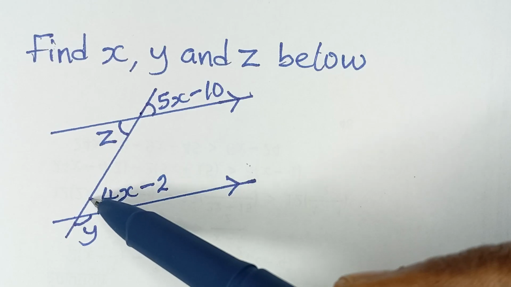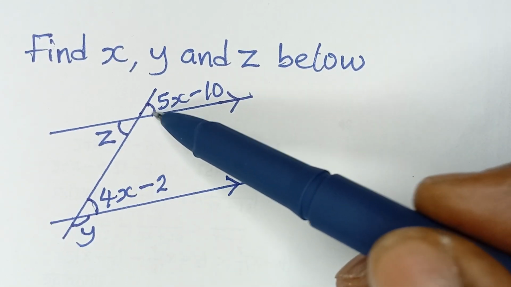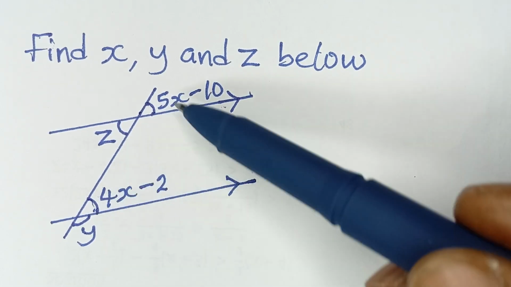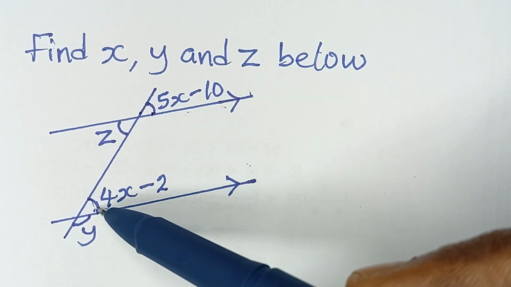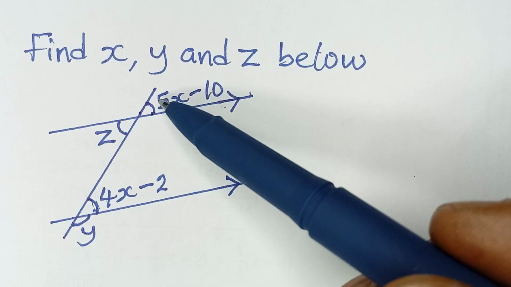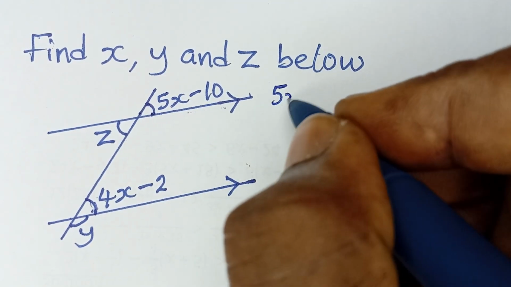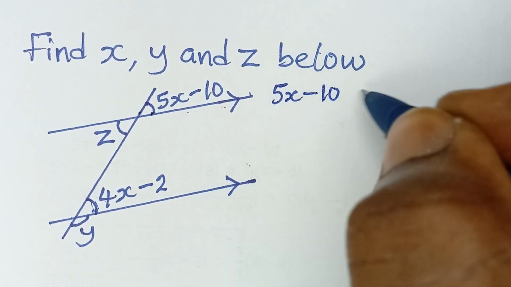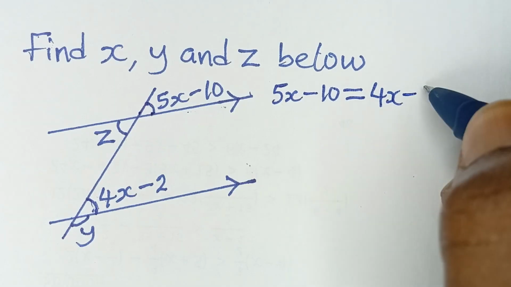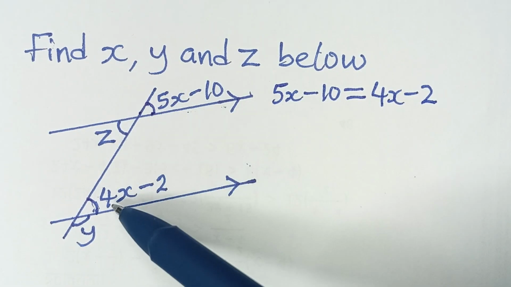So since this angle is sitting on it, and we also have another angle here that is sitting on this same parallel line, you see now that the two angles are corresponding angles. They correspond to the same side of the parallel line. So corresponding angles are equal. So we can say now that 5x minus 10 is equal to 4x minus 2, because the two angles are equal and they are corresponding angles.